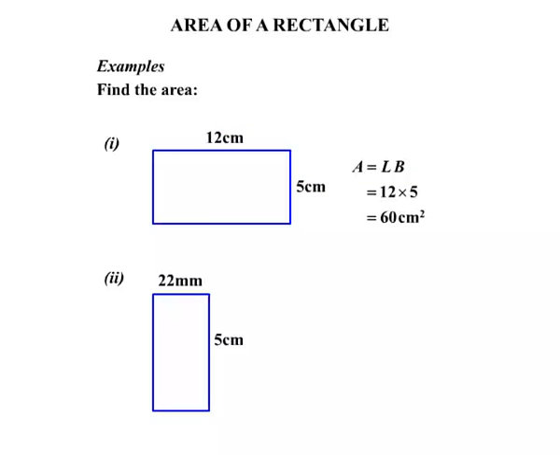Example 2, another rectangle. Area equals length times breadth. Now notice 22 millimetres and 5 centimetres. Is there a difference? Well, there's a difference in the units being used. We'll change the 5 centimetres and rewrite it as 50 millimetres. So the area equals length times breadth. There's our formula. We have 50 millimetres as our length and 22 millimetres as our breadth. So it equals 50 times 22, and calculating that, it works out to be 1,100, and the units we're dealing with are millimetres, so we write millimetres squared.